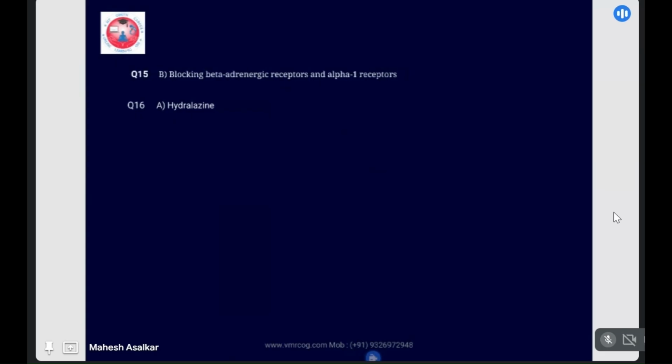Definitely, what Dr. Sansi answered is not wrong, but read the question. They are asking about an acute condition, where you want to reduce the blood pressure very quickly. Sometimes they may give the clinical scenario with values also. So the question 15 answer is that the action of labetalol is blocking the beta adrenergic receptors and alpha 1 receptors, that is, alpha plus beta blocker. And next is hydralazine.